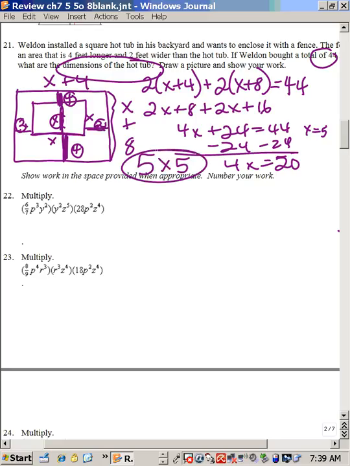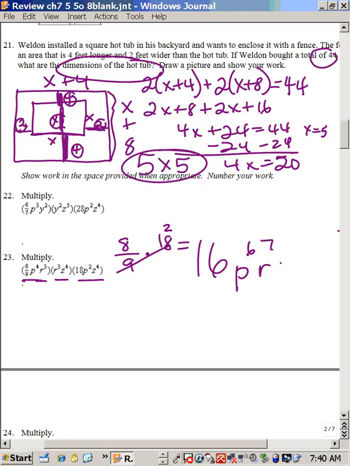Final answer. Number 23. This is 3 monomials multiplied together. There's no double distributing or FOIL because there are no addition signs. I need to take the coefficients and multiply them together. 9 goes into 18, 2. 8 times 2 is 16. Now add the p exponents, so that gives me p to the 6th. The r exponents, that's r to the 7th. And then the z, which will be z to the 8th.